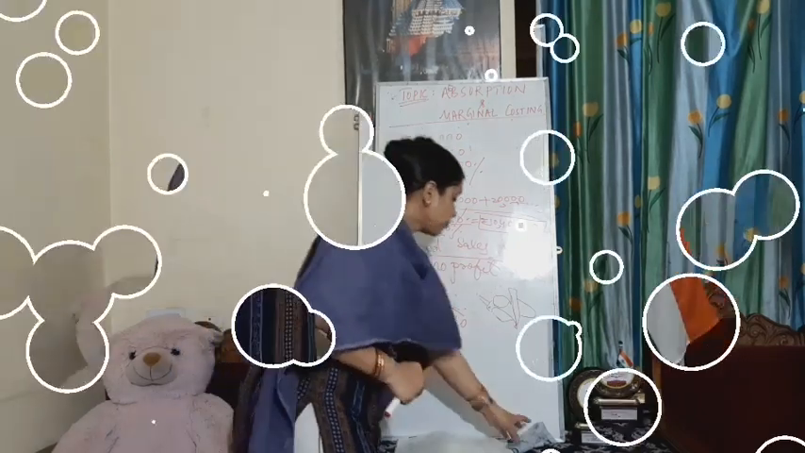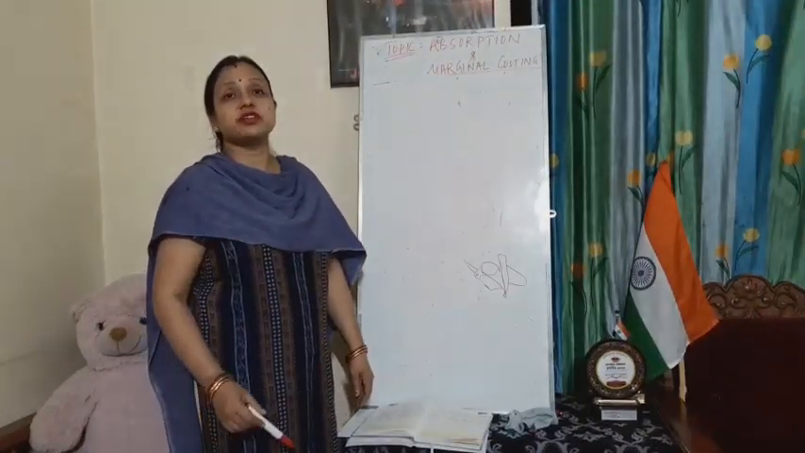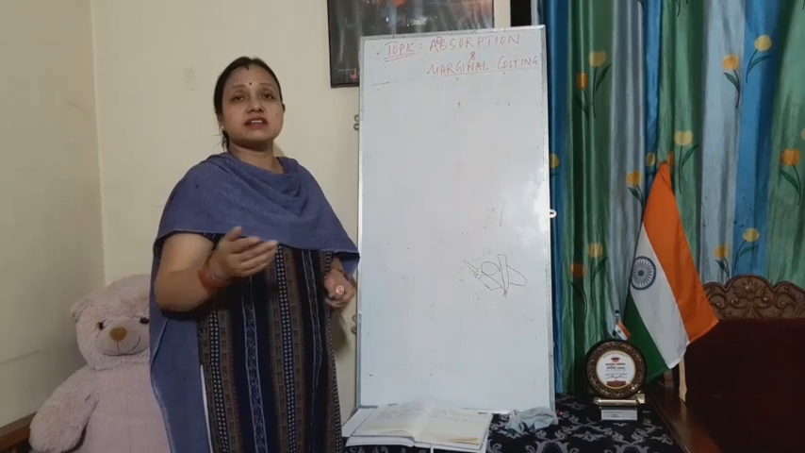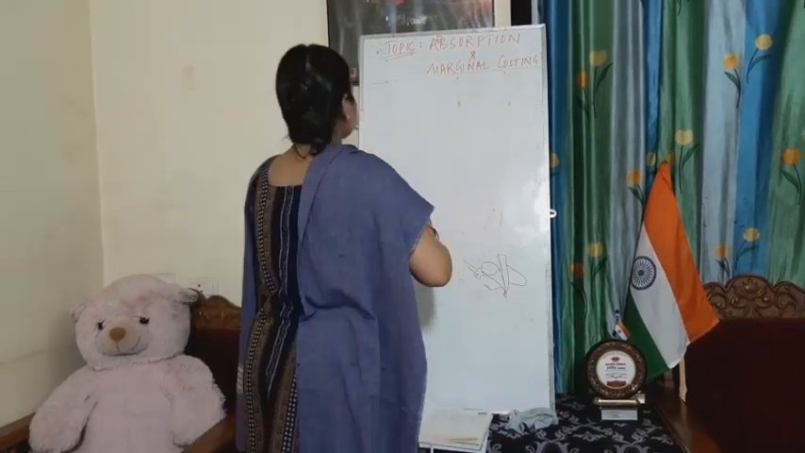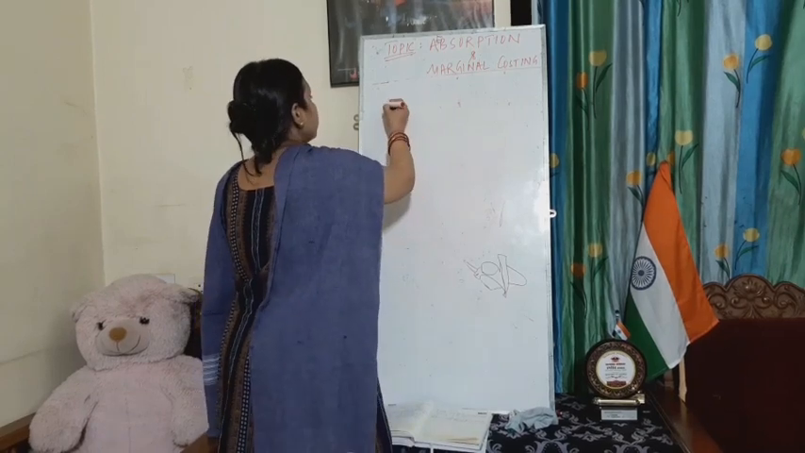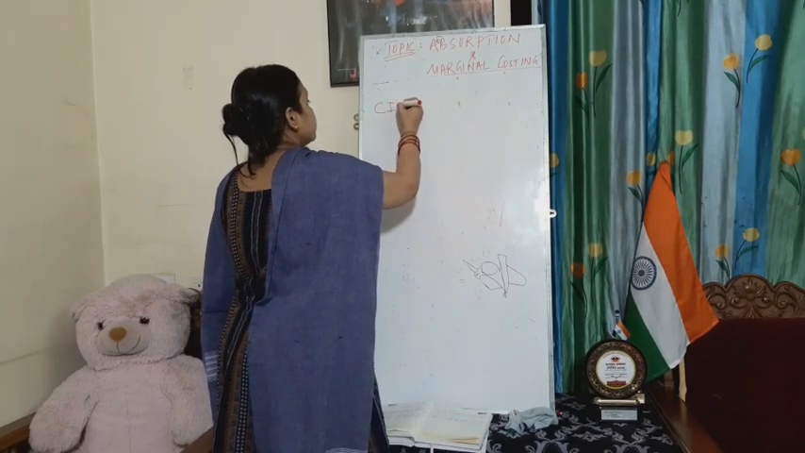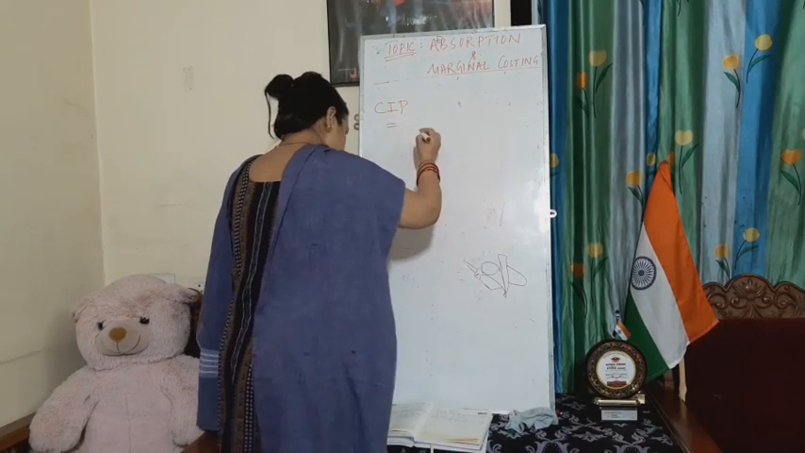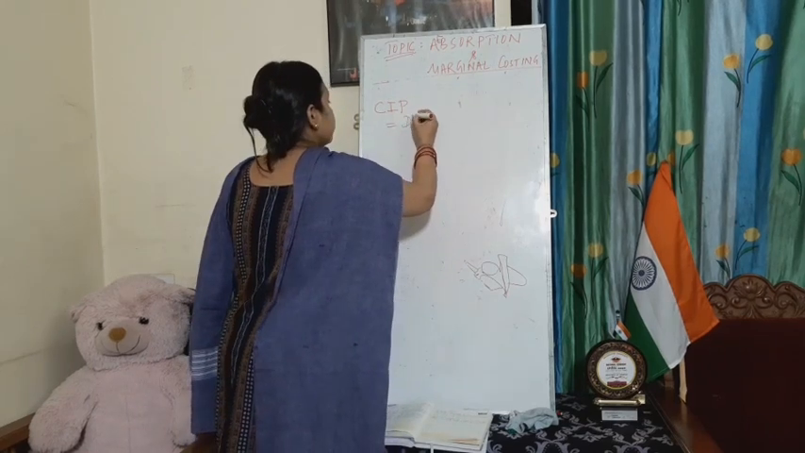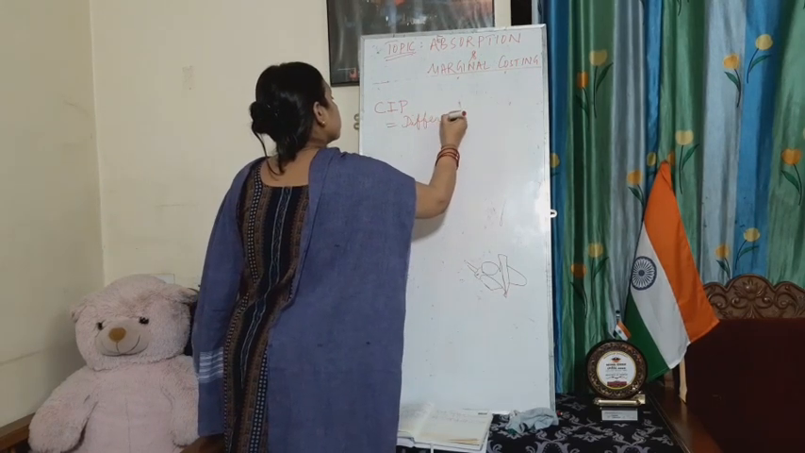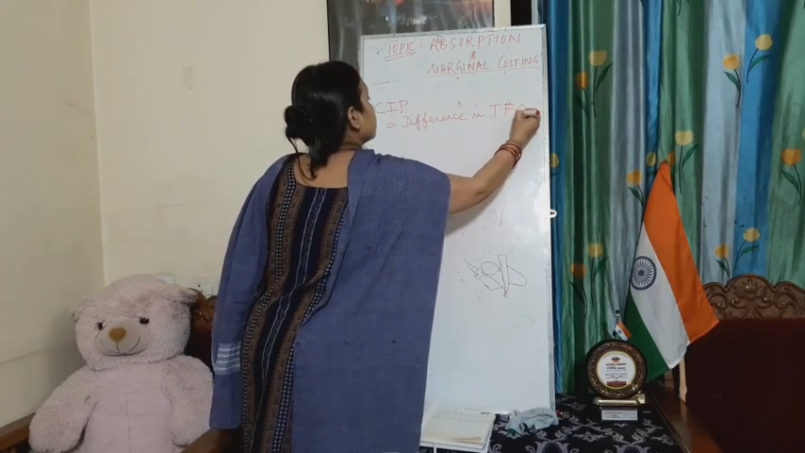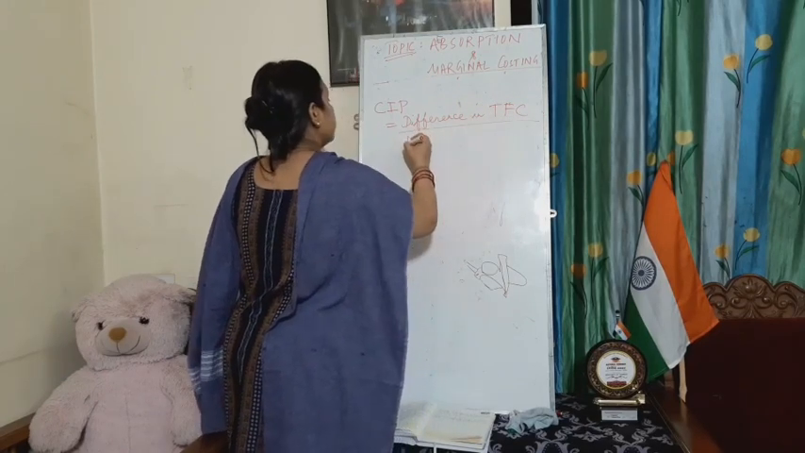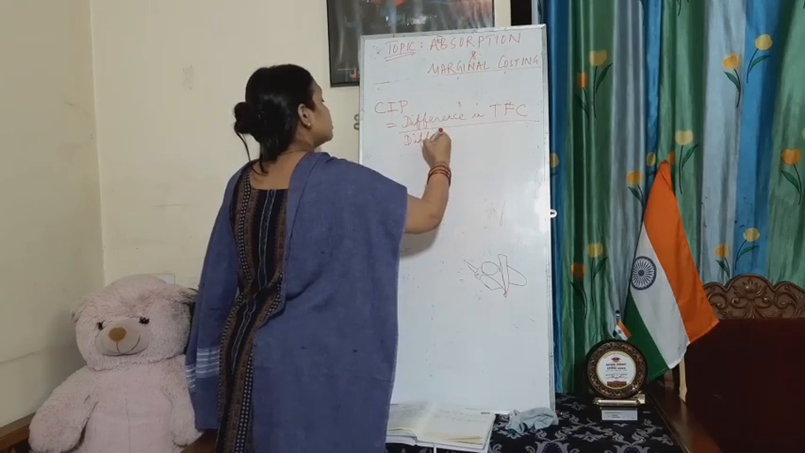Now let us discuss some problems relating to marginal costing. First of all, I will discuss cost indifference point. As I have discussed with you earlier, the formula for cost indifference point equals difference in total fixed cost divided by difference in variable cost per unit.